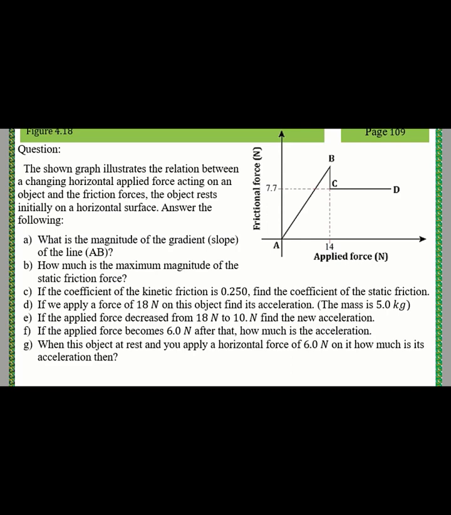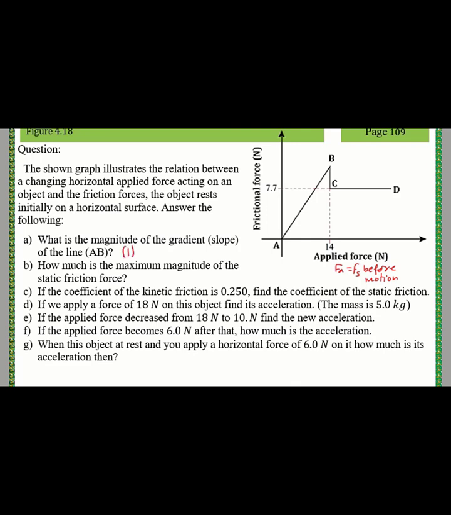The slope from A to B is 1. Why is that? Because from A to B we are in equilibrium. This line illustrates the relation between Fs and Fa. Applied force equals the static friction before motion. As you increase Fa, Fs will increase by the same factor. So the slope of this line from A to B is only 1.